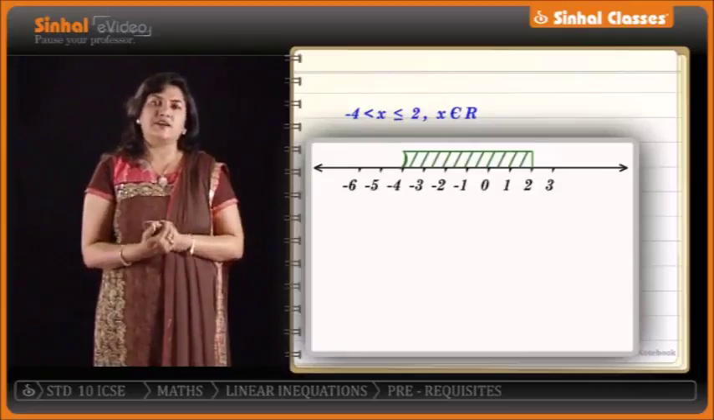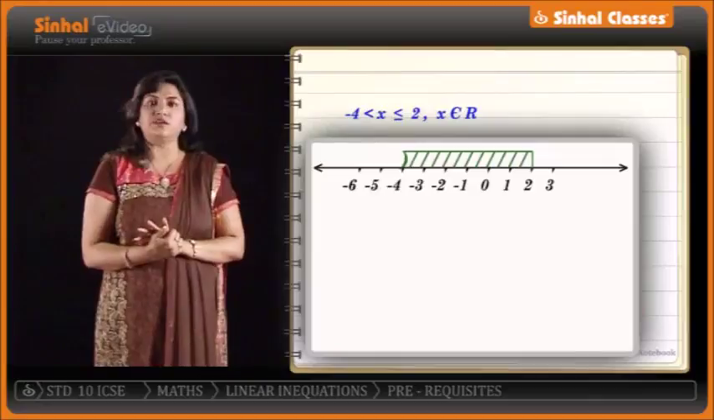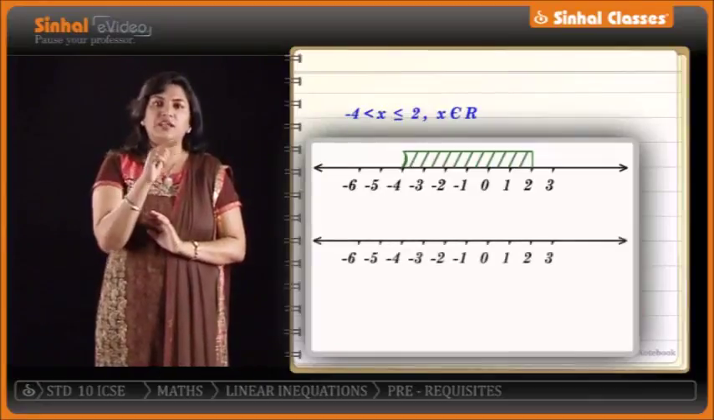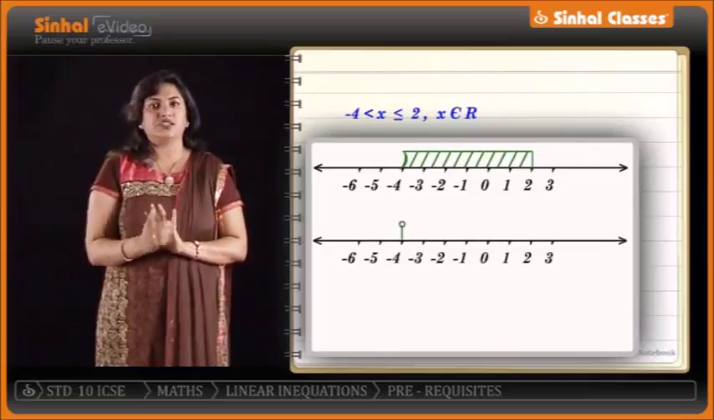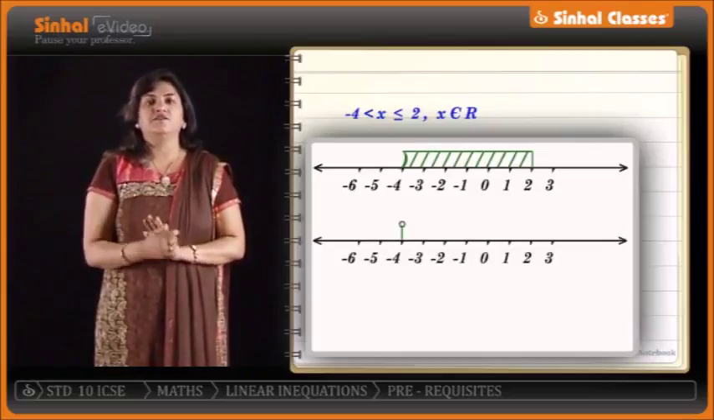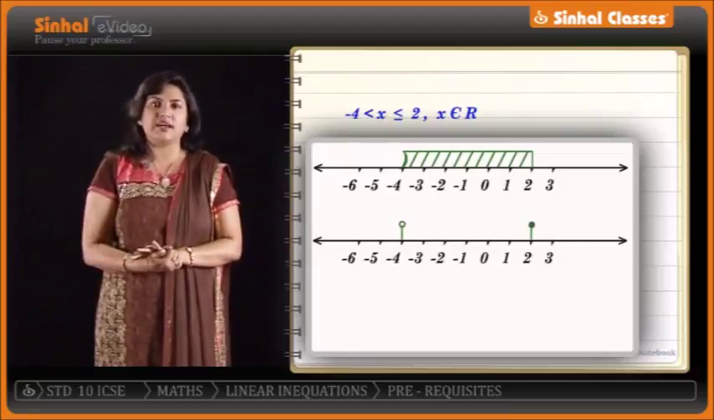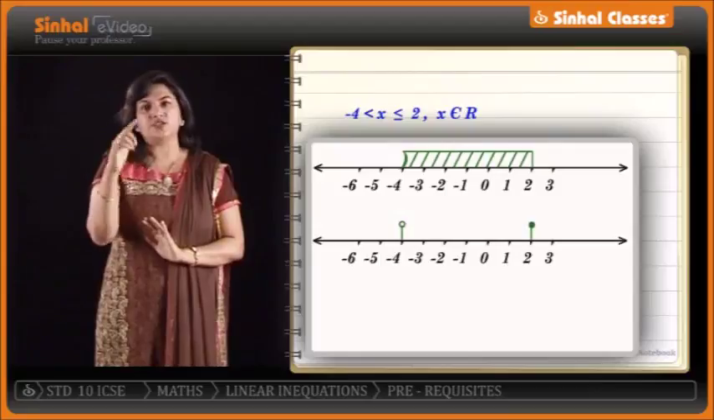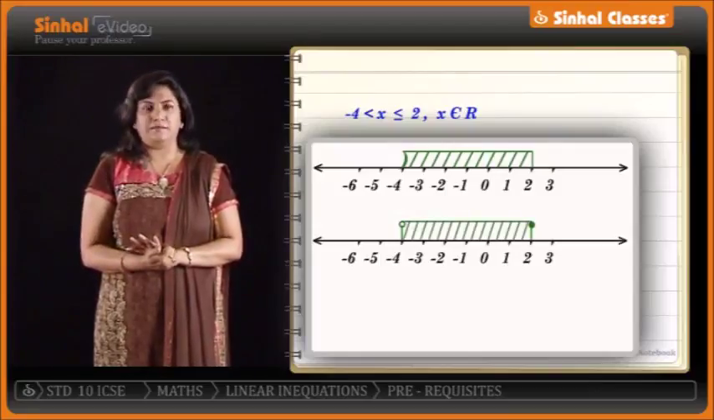Now in this we have an alternate way of doing it. Since -4 is excluded, we draw a straight line and a circle on top of it. We do not shade that circle. Now since 2 is included, we draw a straight line and a circle and shade that circle. Join these two by a straight line and shade the area between them.